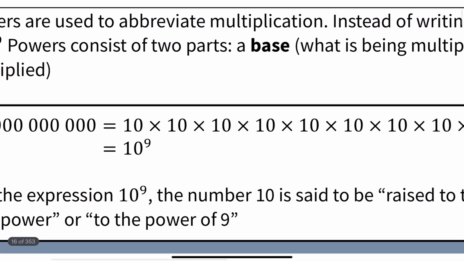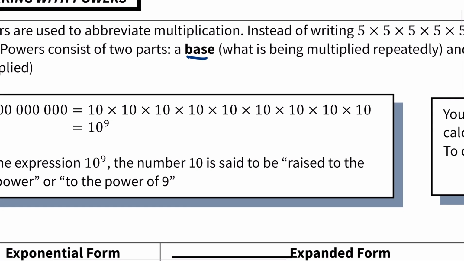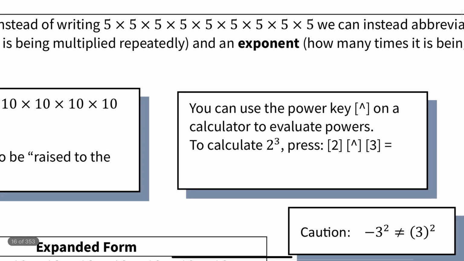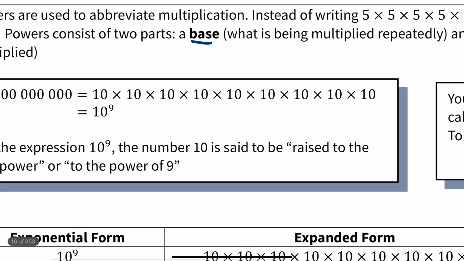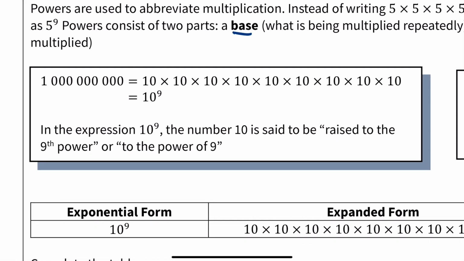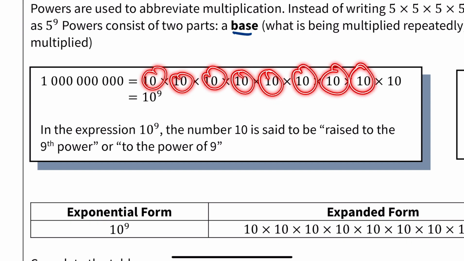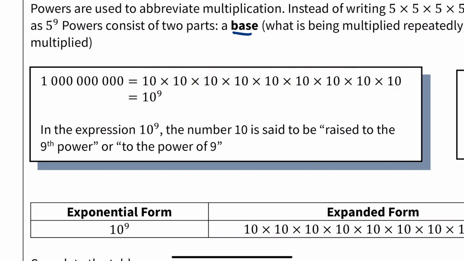So powers consist of two parts, a base, such as 5, what's being multiplied repeatedly, and an exponent. How many times are you multiplying that 5? So taking a number like 1 billion, we can express this as 10 times 10 times 10 times 10 times 10 times 10 times 10 times 10 times 10. It's 9 tens there, okay? Or you could just say, hey, 10 is the one being multiplied, and there's 9 of them, so 10 to the power of 9, okay? In words, we can express this as 10 is said to be raised to the 9th power, or it's 10 to the power of 9.